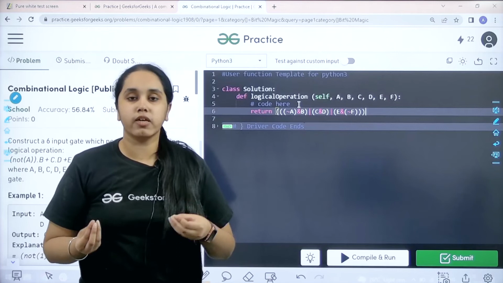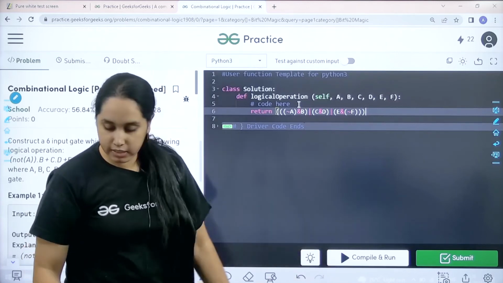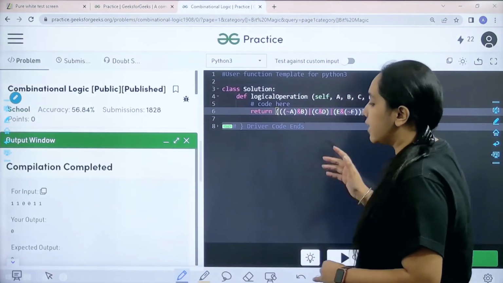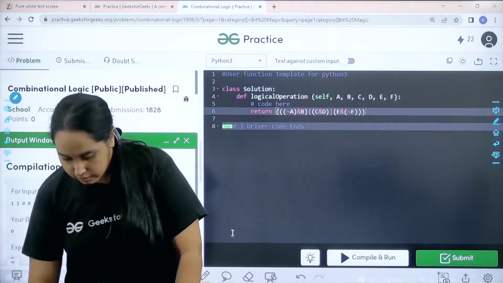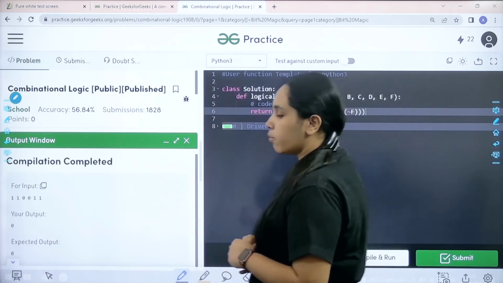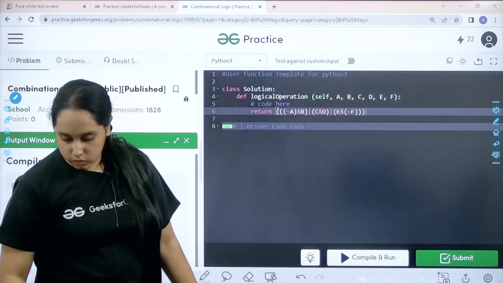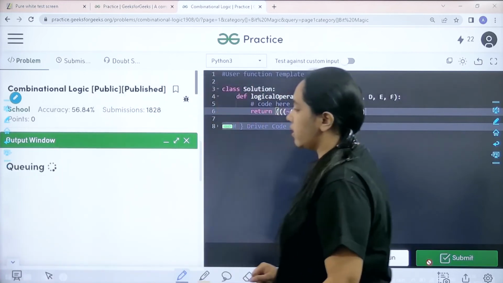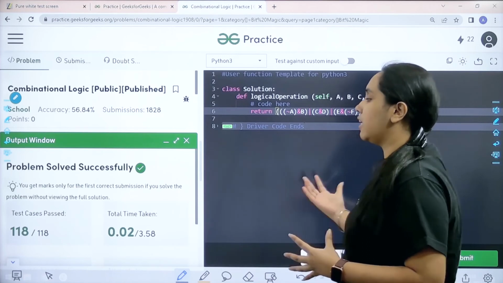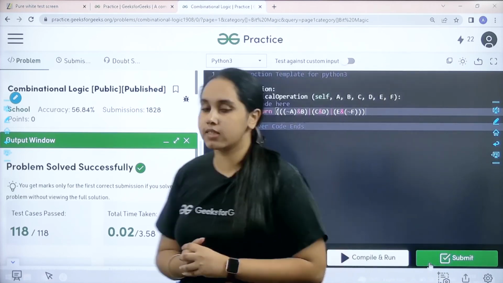Now we need to check if it is correct or not. So I would click on compile and run. Let's wait. The compilation is completed and my output is matching with the expected output. So now I would submit the given problem. Let's wait and see if it is correct or not. Compilation is completed and the problem is solved successfully.